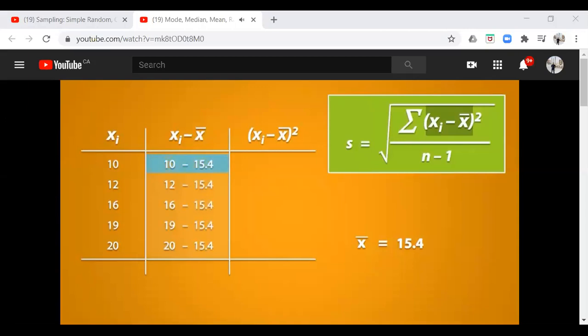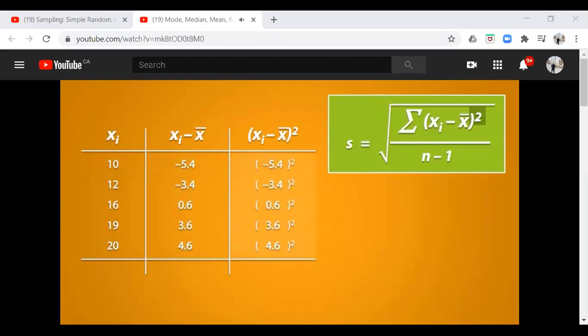10 minus 15.4 is negative 5.4. 12 minus 15.4 is negative 3.4. 16 minus 15.4 is 0.6, and so on. The next step is to square what we have just calculated. Negative 5.4 squared is 29.16. Negative 3.4 squared is 11.56, and so on.